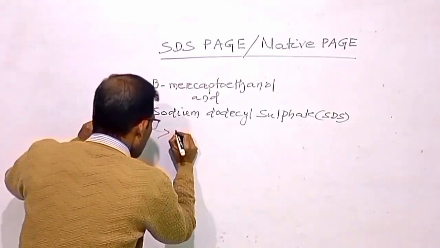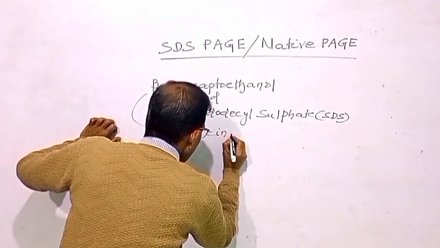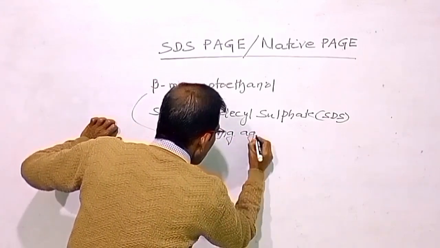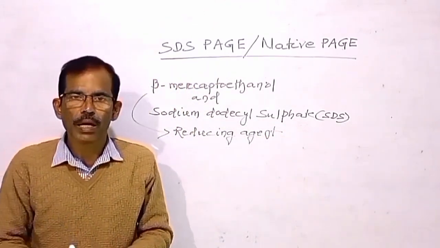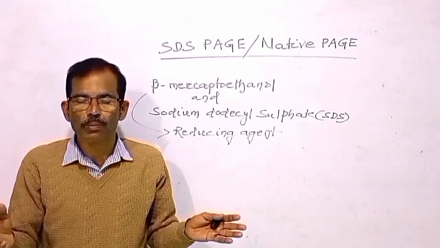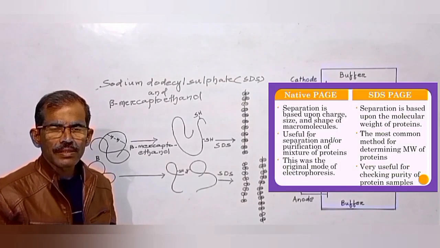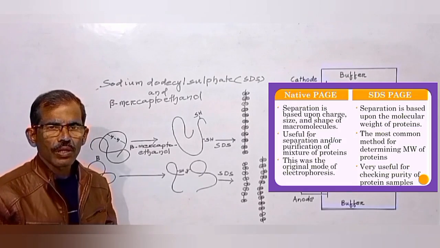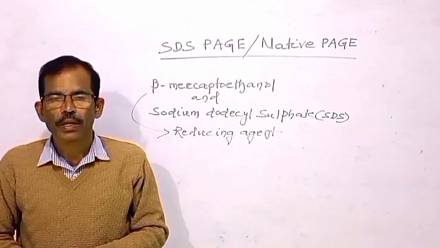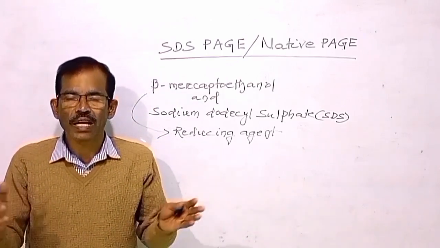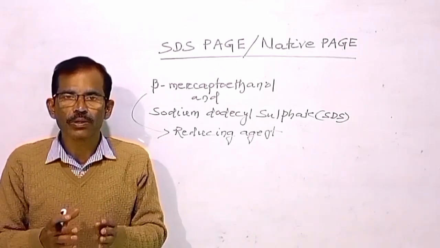Beta-mercaptoethanol is a reducing agent. It reduces disulfide bridges that may be present within or between polypeptide chains. Disulfide bridges stabilize the tertiary and quaternary structure of proteins. In case of oligomeric proteins, breakdown of interchain disulfide bonds results in the separation of individual subunits.